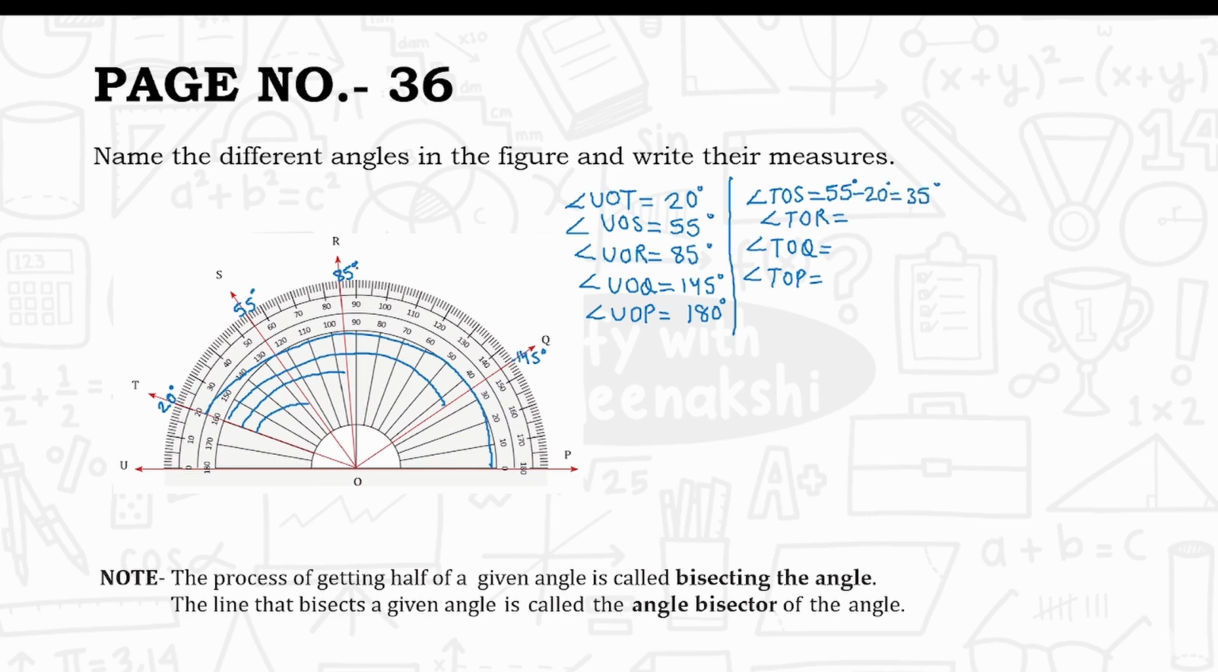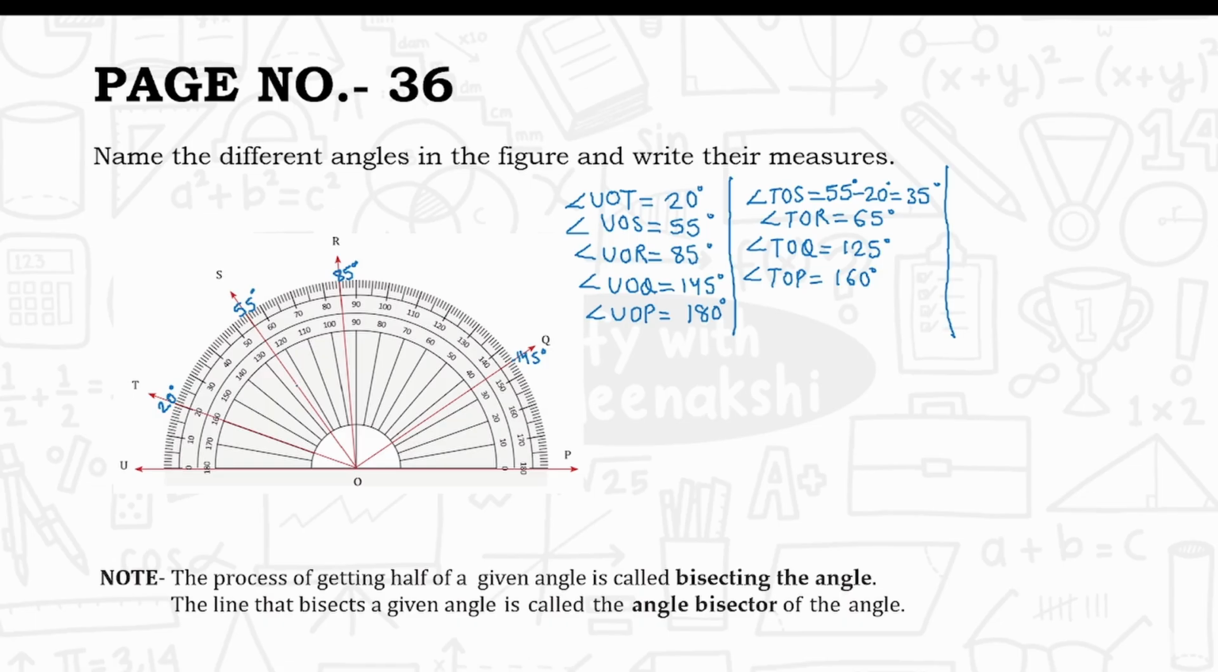For TOR you will subtract 20 from 85, that is 65. For TOQ you will subtract 20 from 145, that is 125. And for TOP you will subtract 20 from 180, that's 160 degree. Now I will rub these angles just to avoid confusion.